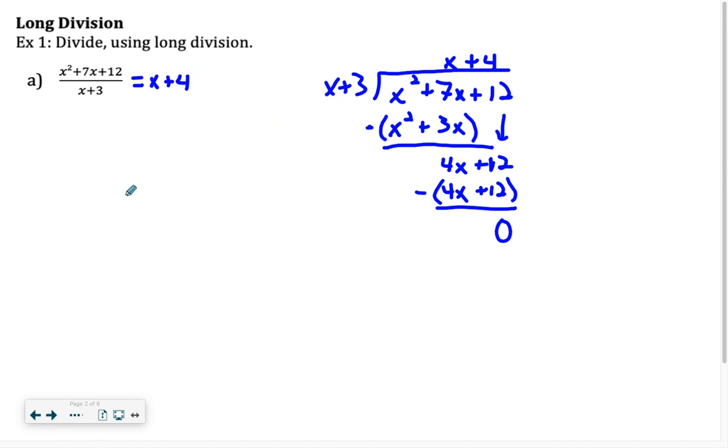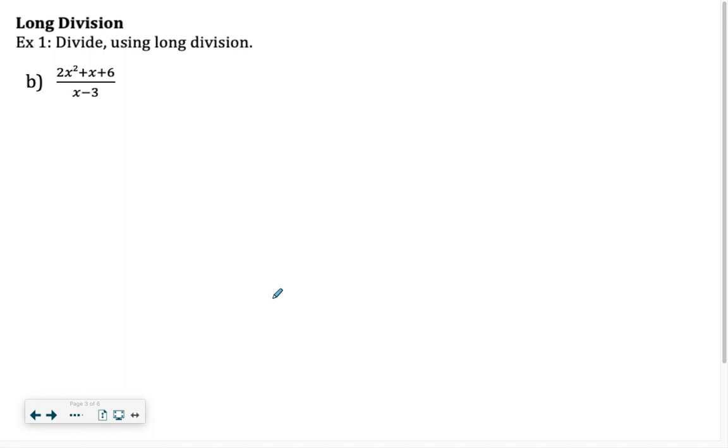Okay? Now, another way of writing this would be to say this means that x squared plus 7x plus 12 is equal to x plus 3 times x plus 4, the divisor times the quotient. All right? So let's try a few more examples here.